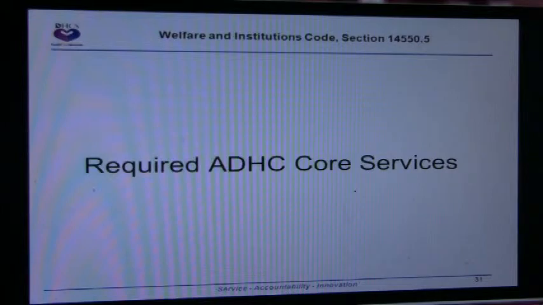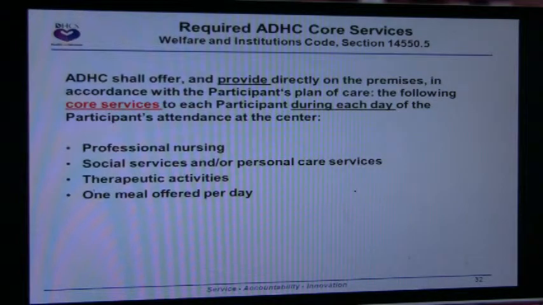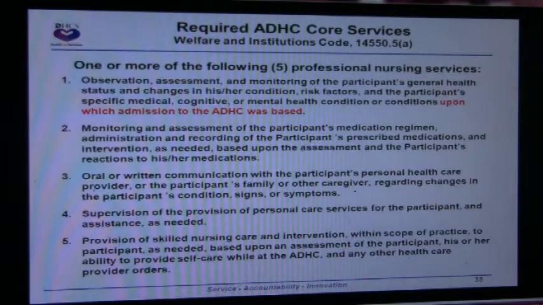Yeah, and actually, here are the required core services in detail. Again, for your review and more detail, they're built into the slides, built into the tool somewhat, but here are the core services that are required each day, again, under 14550.5 in the W&I code. And then here are those professional nursing services defined. When Debbie was going through that slide, that part of the tool in our review, it was saying they need to have at least one of those. They could have all of them, but they have to have at least one of those needs on a daily basis. And there they are in detail right there.